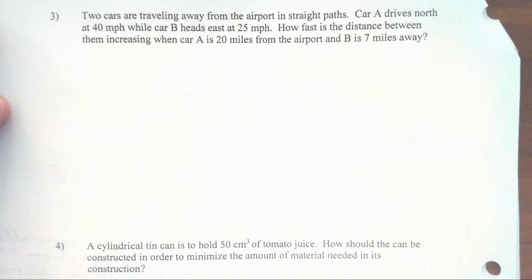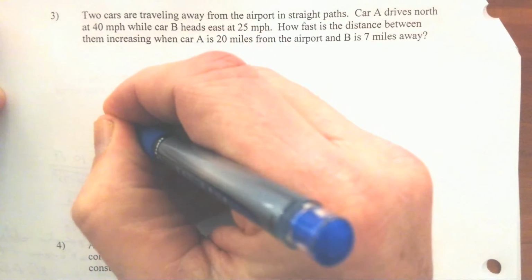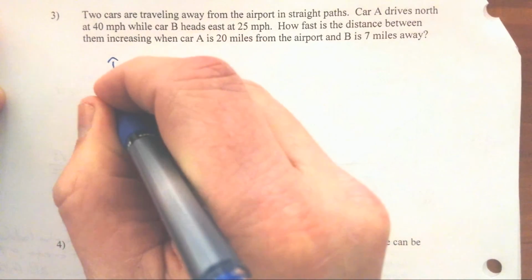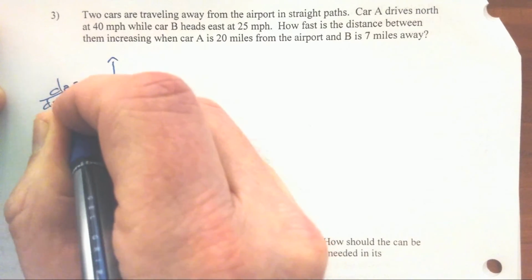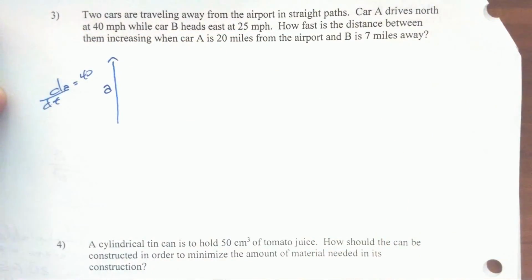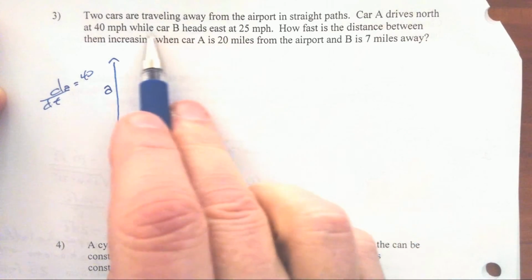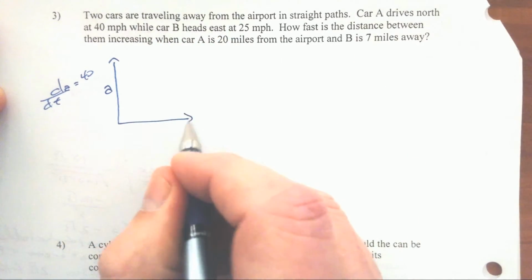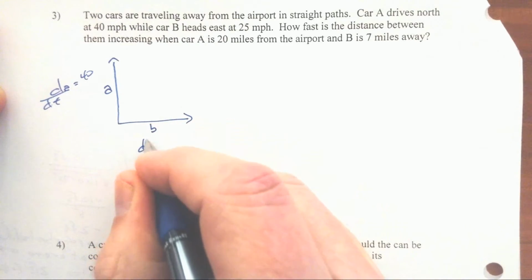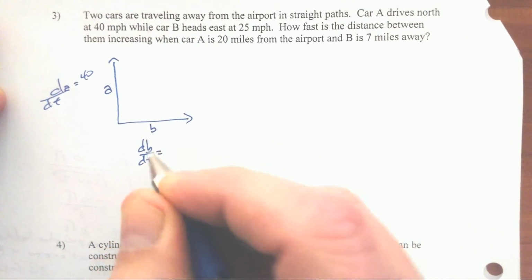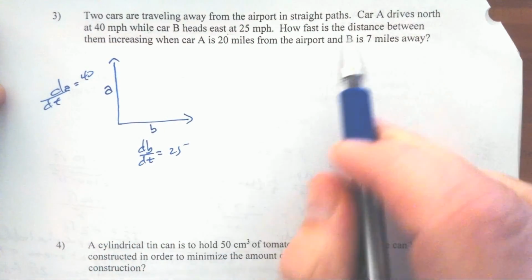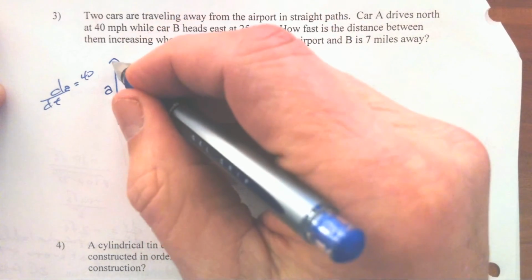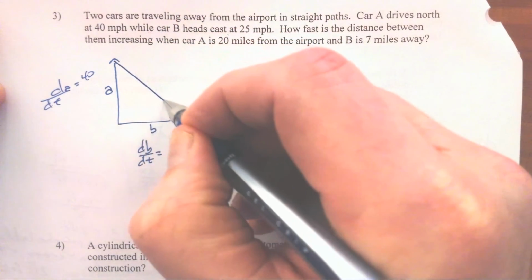Two cars are traveling away from the airport on straight paths. Car A drives north. So here is car A driving north. If I call this distance A, dA/dt is 40 miles per hour. Car B heads east at 25. If I call this B, dB/dt is changing at a rate of 25 miles per hour. How fast is the distance between them increasing when car A is 20?